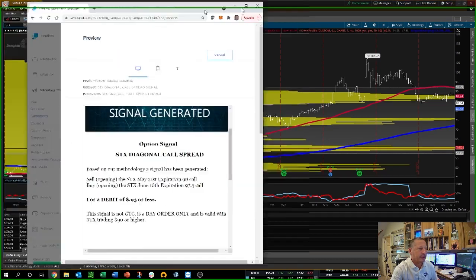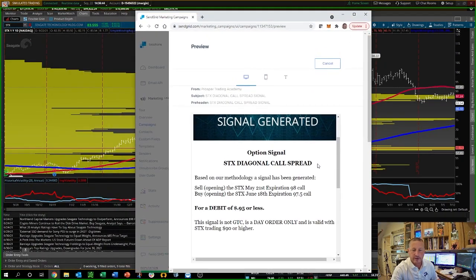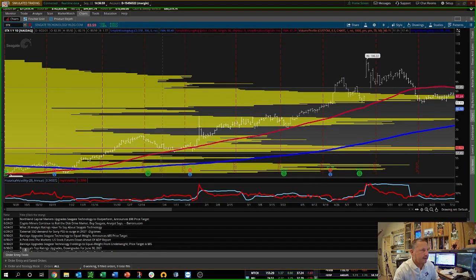And here's actually the signal that we generated. This was a bullish diagonal call spread in STX. Now, we'll explain in another video what a diagonal spread is, but for right now, suffice it to say, this was bullish, looking for an upside move. We wanted the stock to obviously rally. And that's exactly what it did.